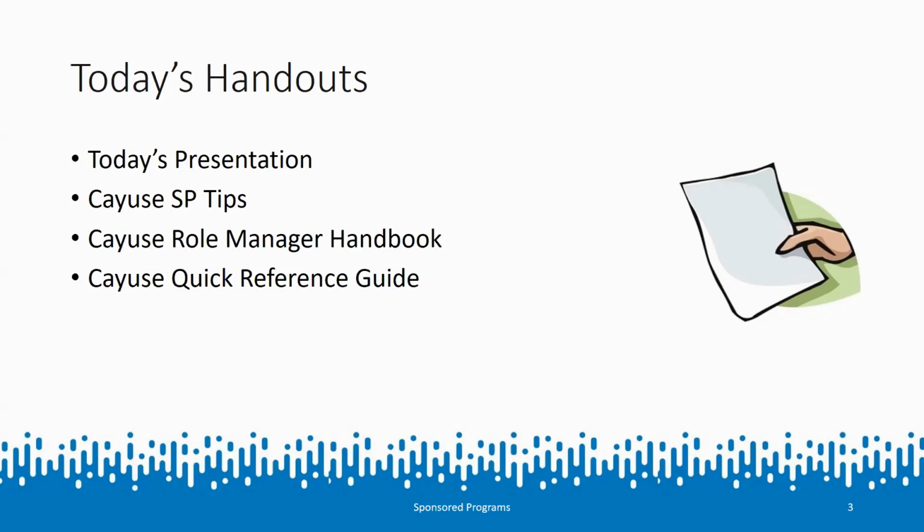Then there's this handbook for role managers, which looks like I updated it Monday. It was the 18th, Tuesday. So I think it should be pretty accurate and current and up to date. This other document is a quick reference to Cayuse SP, which I created not that long ago to assist you in just kind of having a broad high-level overview.